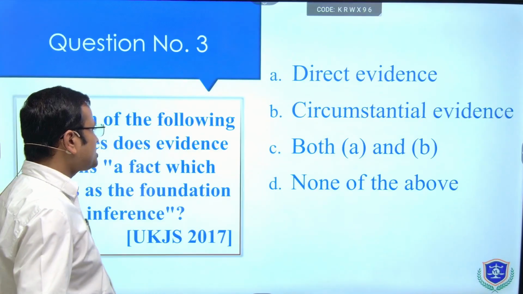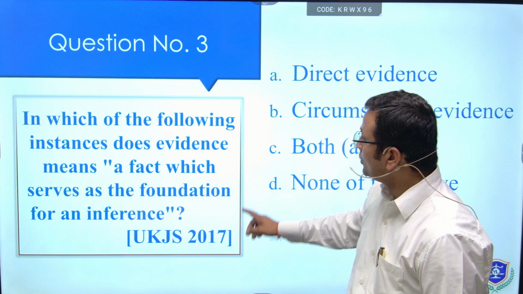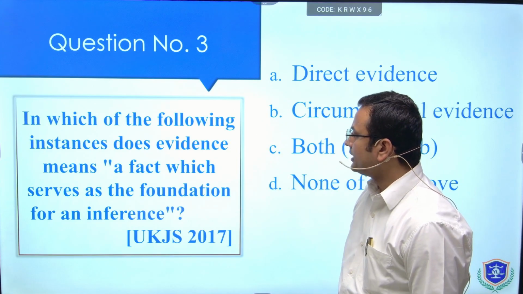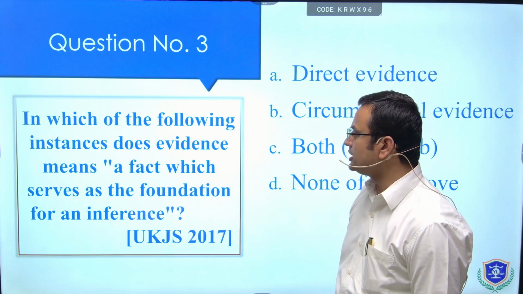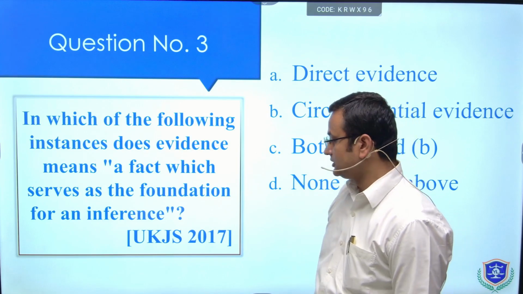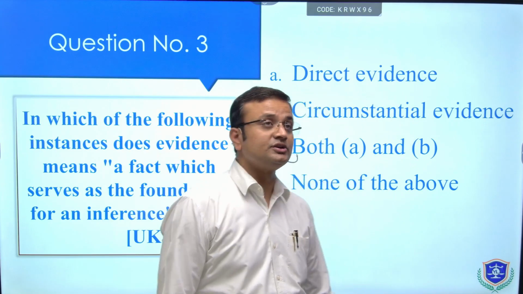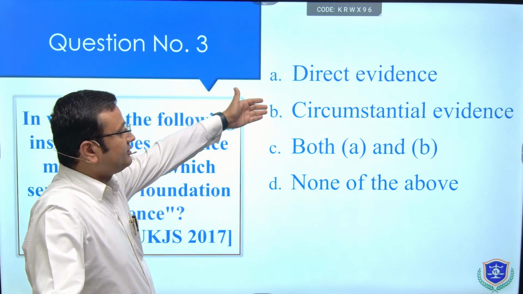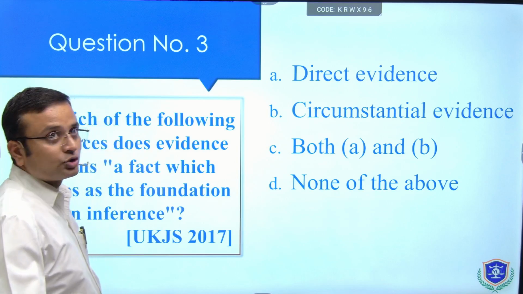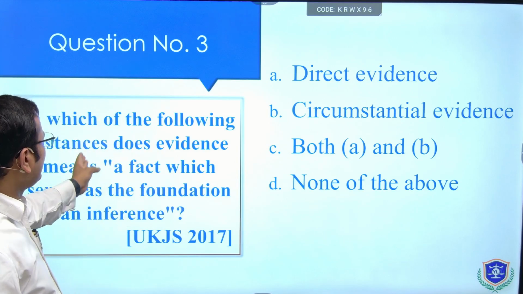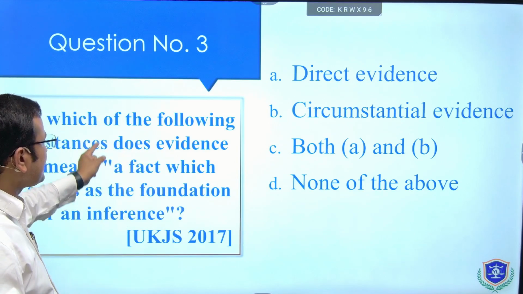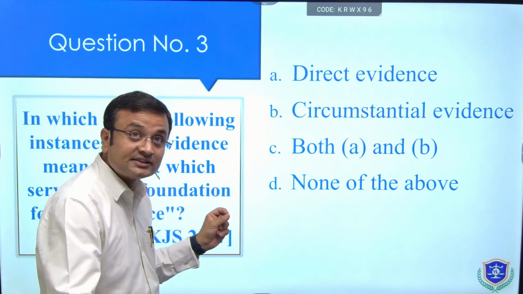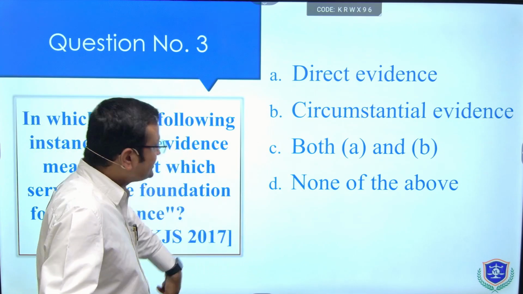Let's see the next question. Question 3 is, in which of the following instances does evidence mean a fact which serves as the foundation for an inference? This has again been asked in Uttarakhand Judiciary. The options are direct evidence, circumstantial evidence, both A and B, none of the above. So again, in which of the following instances does evidence mean a fact which serves as the foundation of an inference? Let's see the answer.